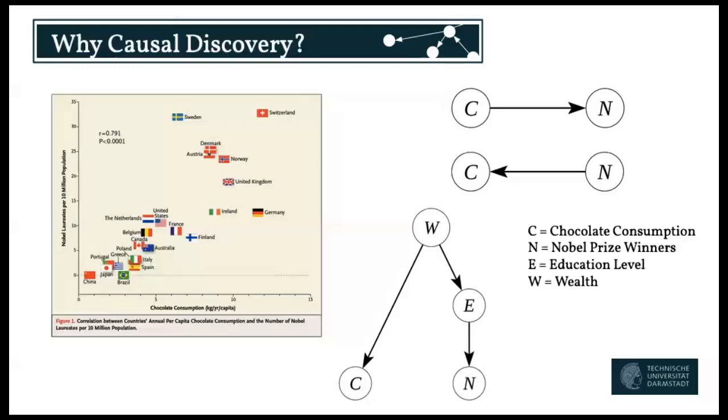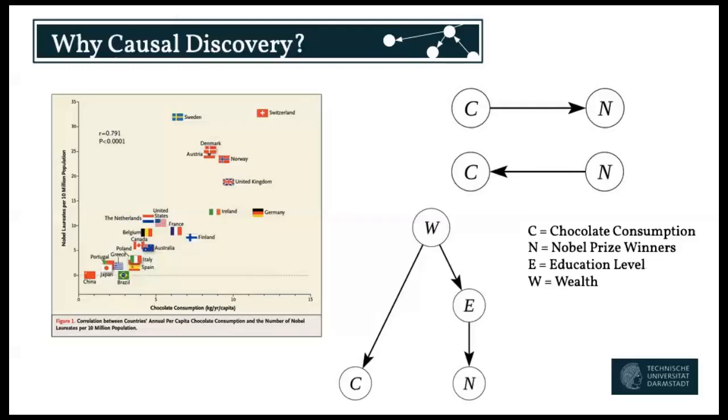Here we have the wealth of a country measured in some way. We have an educational level. We assume that we also can measure this in some way. And the wealth influences the educational level, which in turn leads to more Nobel Prize winners, hopefully, if you do it right. And also wealth is likely to influence the chocolate consumption somehow in a country.